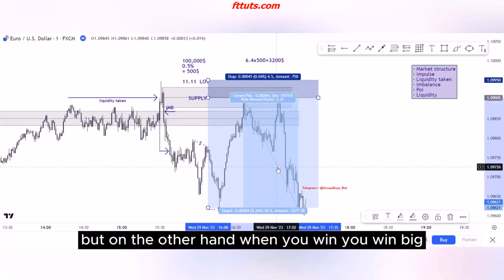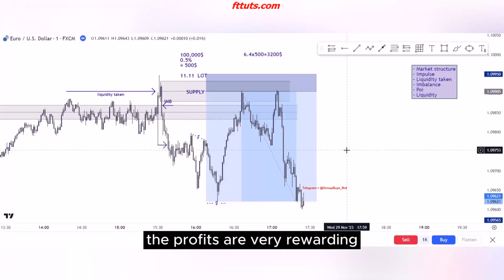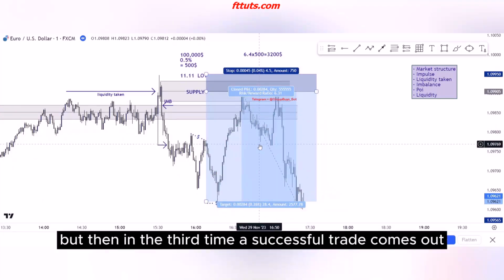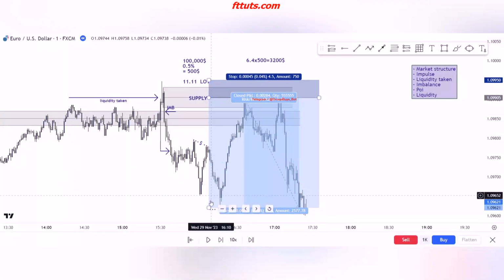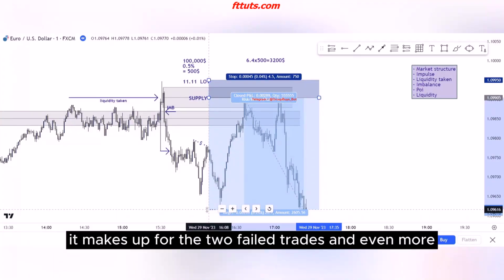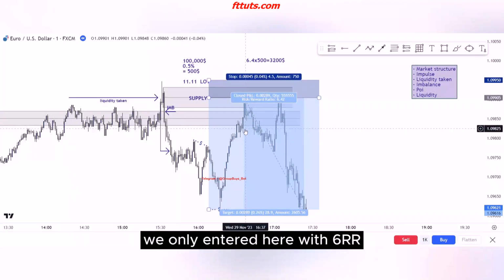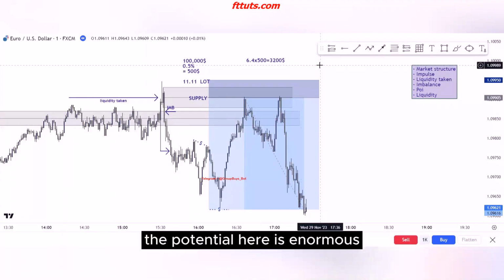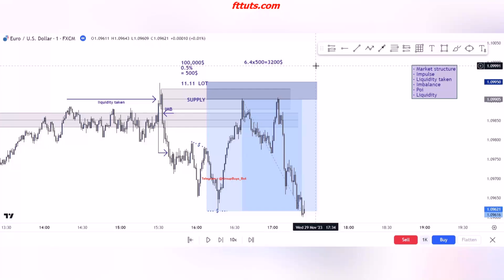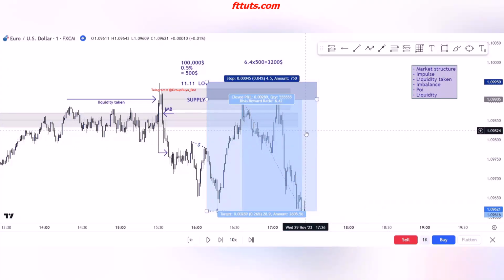But on the other hand, when you win big, the profits are very rewarding. You can lose twice in a row, but then the third time a successful trade comes out, it makes up for the two failed trades and even more. The profits here are crazy. We only enter here with 6R. Sometimes it reaches 15 and 20 and even more. The potential here is enormous, and it's fun to have opportunities almost every day.